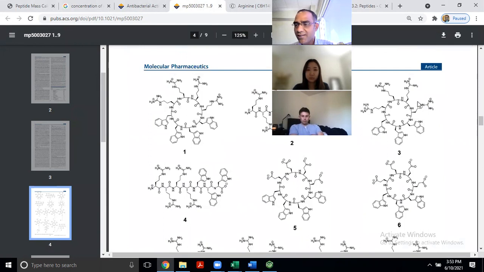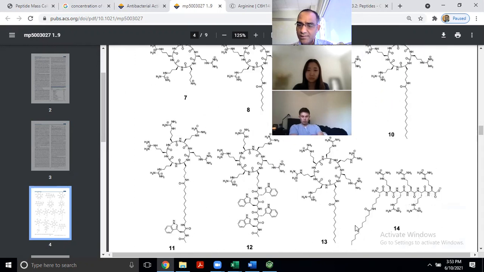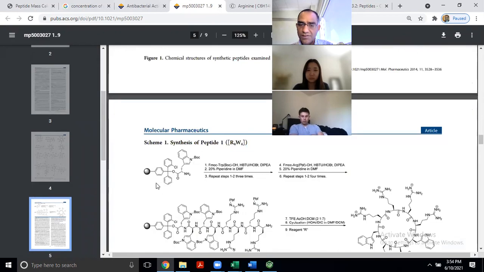This is arginine, this is arginine, this is tryptophan, this is tryptophan, this is tryptophan. Actually, I see that this is 1, 2, 3, 4 arginine, 1, 2, 3 tryptophan. All right. What is this? This is a fatty acid. This thing is tryptophan. This thing is arginine. All right. So it becomes this. This is resin.